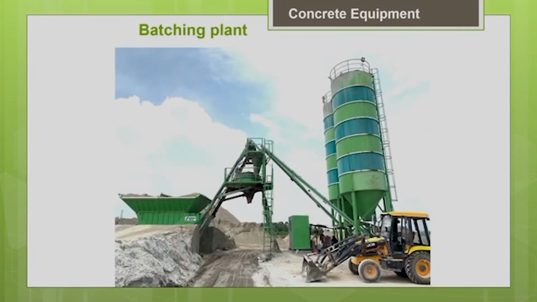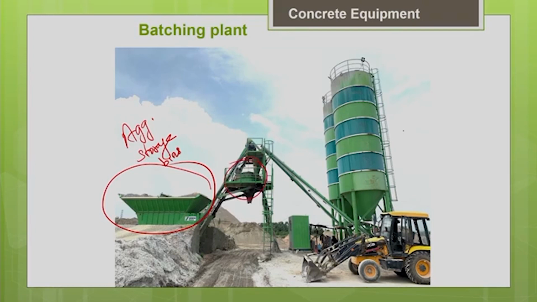So this is a real picture of the batching plant. You can see the aggregate storage bins. You have the belt conveyors to transfer. You have the mixer machine. You have the cement silos. The material is conveyed with the belt conveyors to the mixer machine where the mixing is done.